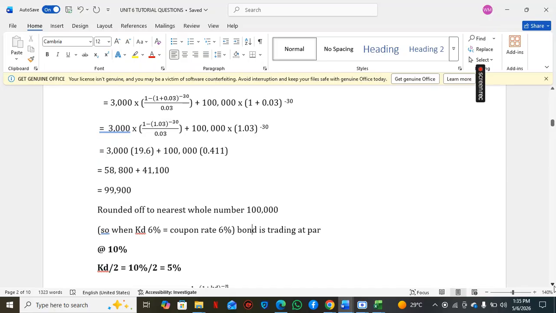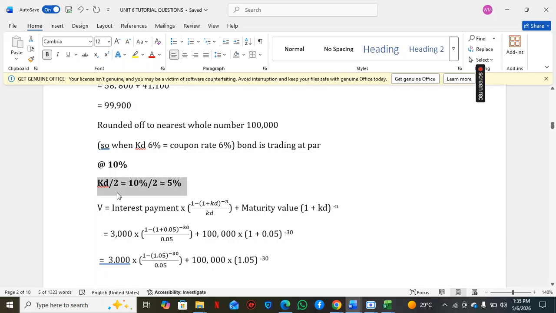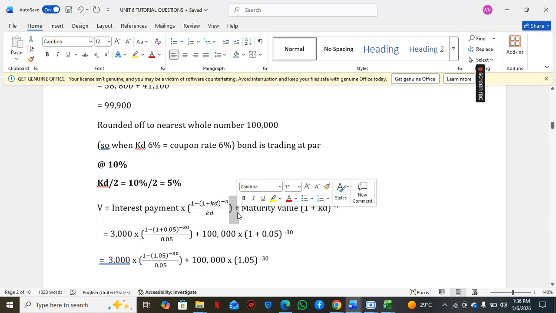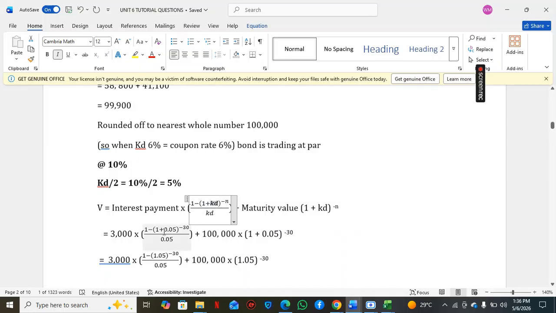Then finally, when we go to the bond at 10%, when the required rate of return is 10%, we divide by 2, it is 5%. Interest payment still stays the same, 3,000. Maturity value still the same, 100,000. So that our cost of debt is going to be 0.05.